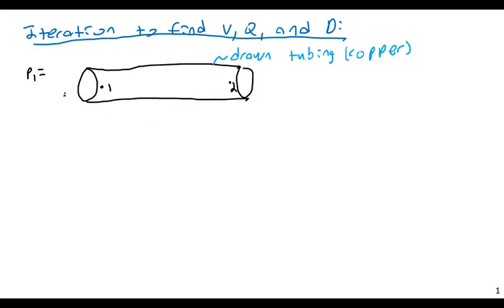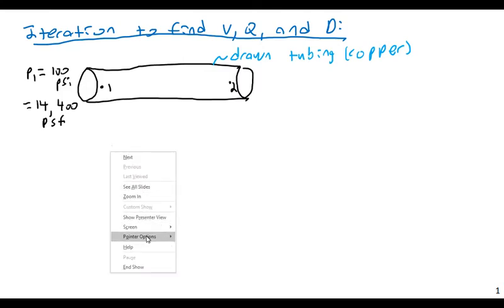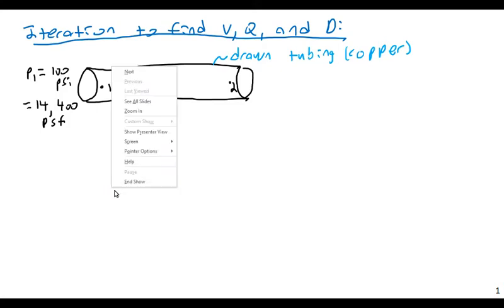Let's say the pressure P1 is 100 psi, which of course is equal to 14,400 pounds per square foot, just multiplying by 12 squared. This is quite a long length of copper tubing, but that's also why it's going to have a fairly decent diameter. So this thing is going to be 1,000 feet long.